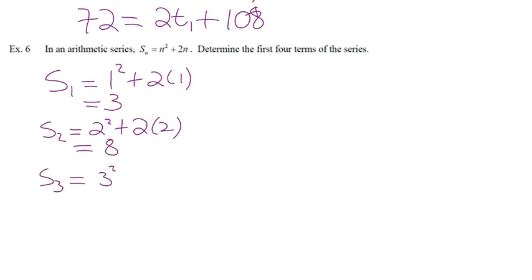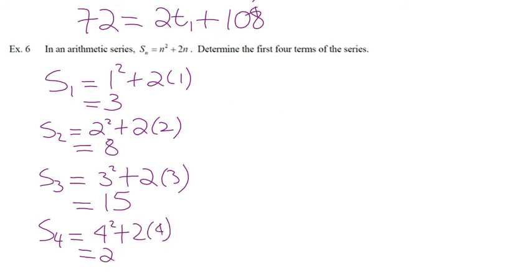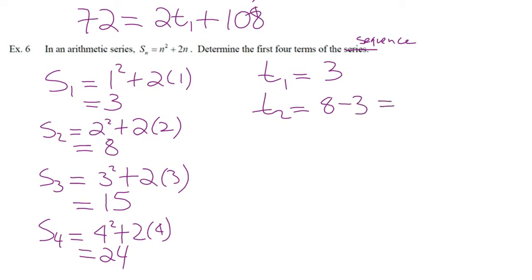S3 is equal to, which is, S4 is equal to 24. Okay, so the first 4 terms of the series, really it should be the first 4 terms of the sequence, right? This should really be determine the first 4 terms because it's a sequence. So what's T1 equal to? 3. What's T2 equal to? 5. Yeah, so in other words, what do we add to 3 to get 8?